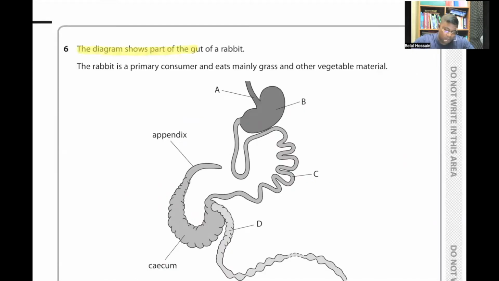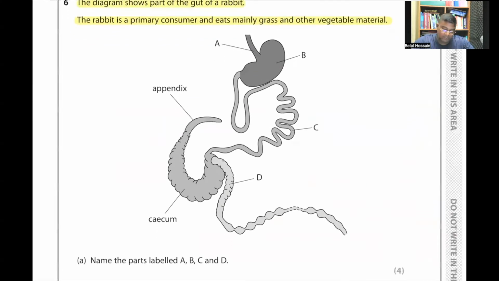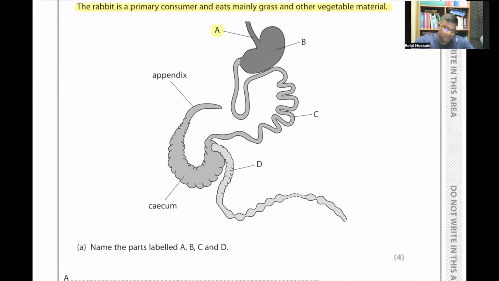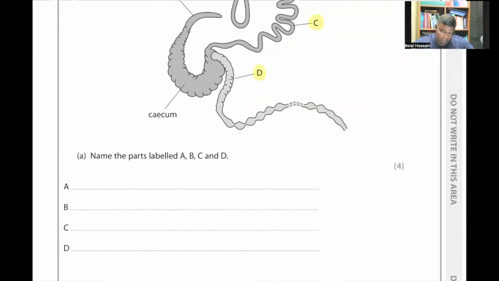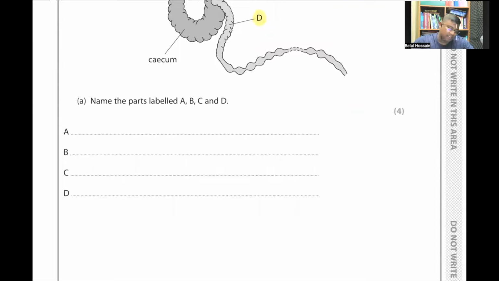The diagram shows part of the gut of a rabbit. The rabbit is a primary consumer, eats mainly grass and other vegetable materials. We can see A, the esophagus, B, which is the stomach. We can see C, which is the small intestine. We can see D, which is the large intestine. Name the parts labeled A, B, C, D.